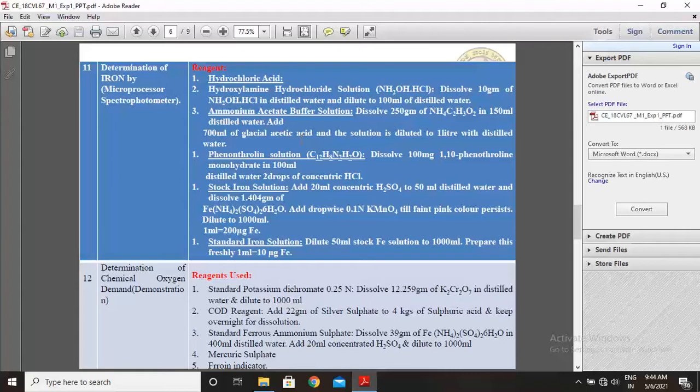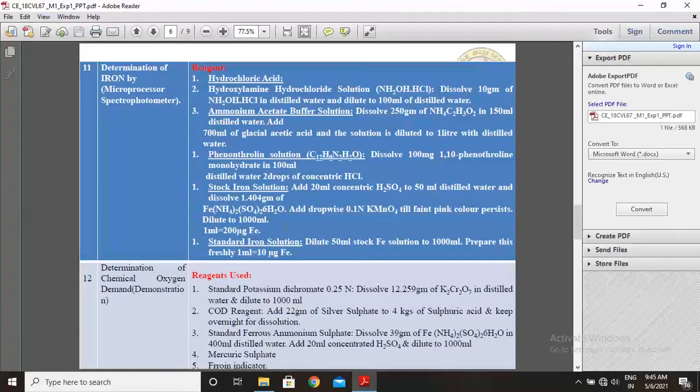Next reagent, phenanthroline solution. To prepare this, dissolve 100 mg 1,10 phenanthroline monohydrate in 100 ml distilled water and 2 drops of concentrated HCl. Now it has become phenanthroline solution. Stock iron solution. Add 20 ml concentrated H2SO4 to 50 ml distilled water and dissolve 1.404 gram of ferrous ammonium sulfate. Add dropwise 0.1 N potassium permanganate till a faint pink color persists. Dilute to 1000 ml.